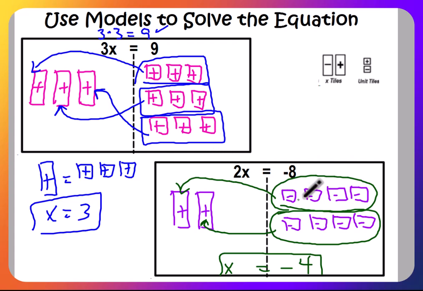So each group got -4. That means this x tile gets 4 negatives. The second x tile gets 4 negatives. So our answer would be that 1x, or x, equals -4. We can go substitute it in for x in our equation to check. 2 times a -4 should equal a -8. Does it? Yes, it does. We solved it correctly. Good job.